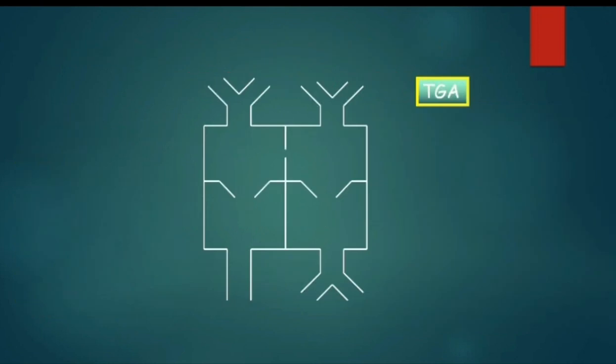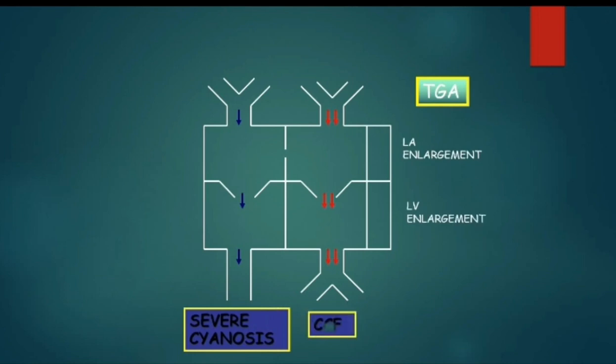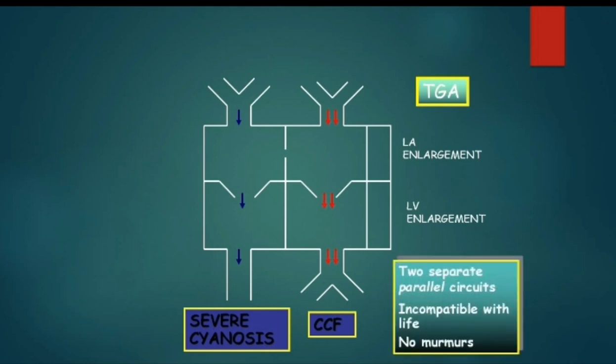This is a diagram showing the parallel circuits of the TGA, where the deoxygenated blood comes through the superior and inferior vena cava to the right atrium, to the right ventricle, and then to the aorta and the systemic circulation. Whereas the oxygenated blood comes through the pulmonary veins into the left atrium, then to the left ventricle, and to the pulmonary artery to go on through the continuous parallel circulation. This results in severe cyanosis, and without any mixing at any level, the patient will not survive.